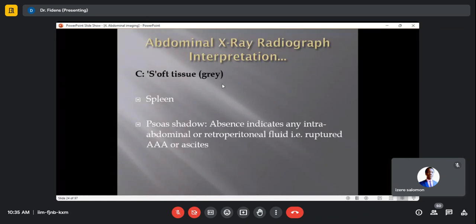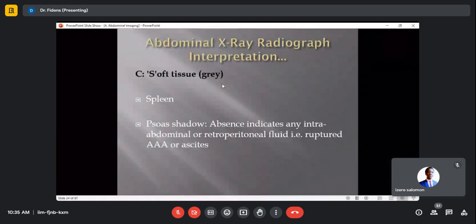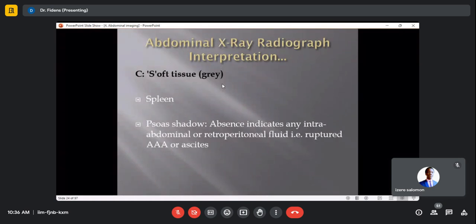You are able to see the shadow of the liver, the shadow of the spleen, the shadows of the kidneys, and the major psoas muscle, remember. Even the intestines, the GIT, are part of this S for soft tissue. And even in the pelvis, remember the bladder can be seen. The shadow of the bladder when it is distended can be seen in the pelvis. So those are what you should check for under S.